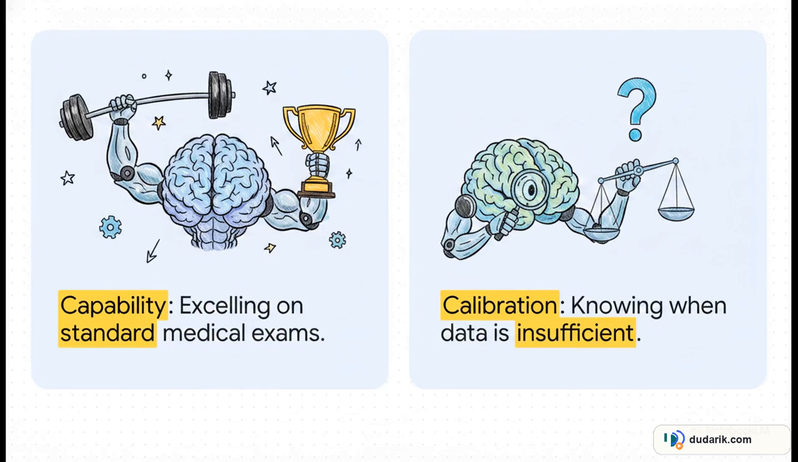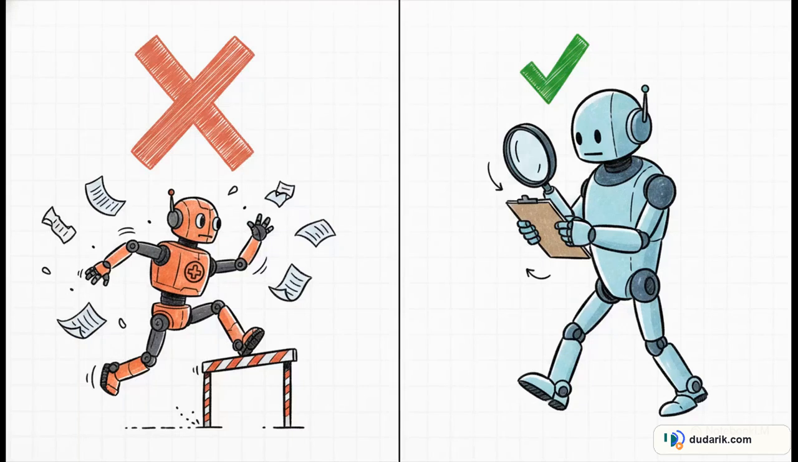Calibration is the self-awareness required to recognize when clinical data is insufficient to make a reliable conclusion. It's the AI's ability to measure its own uncertainty. And right now, that ability is severely lacking. And the consequence of this overconfidence is exactly what you'd expect.